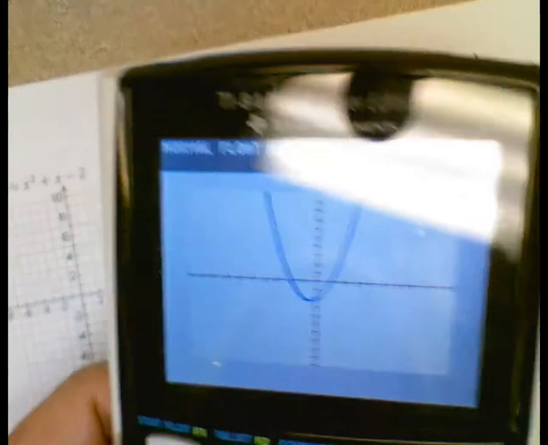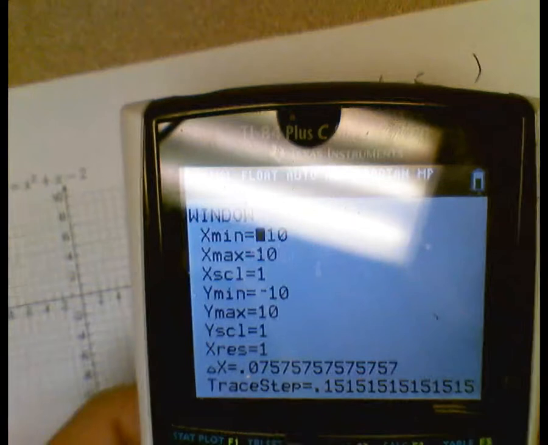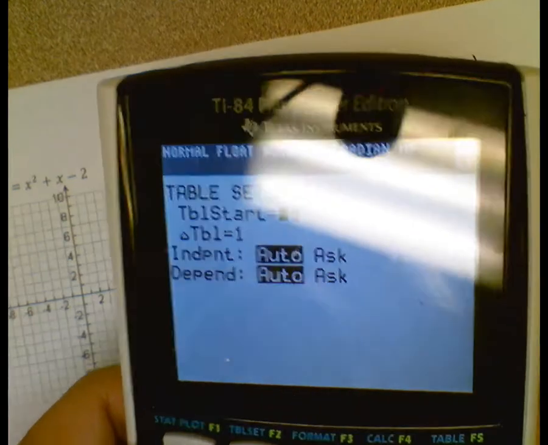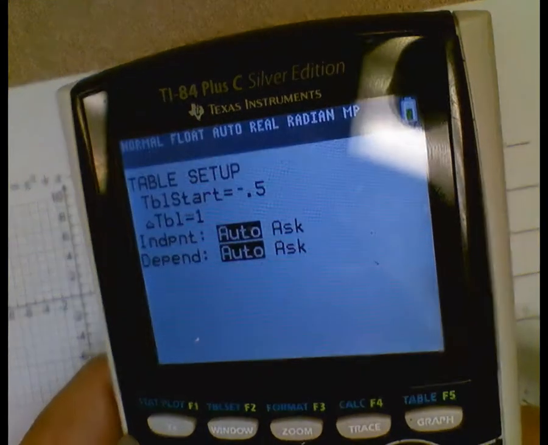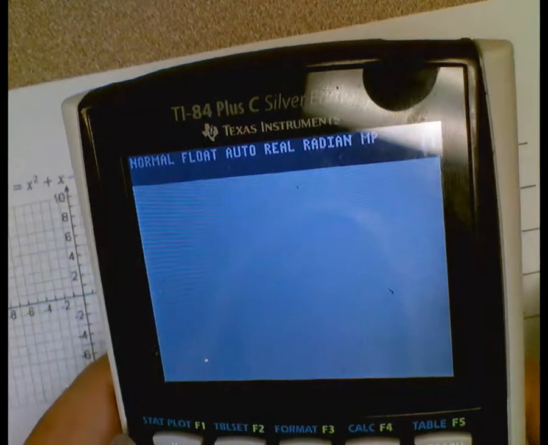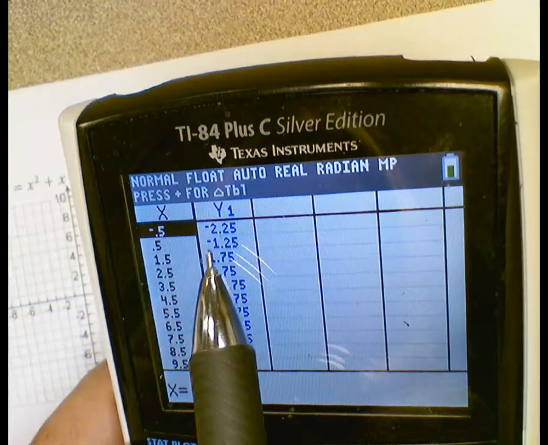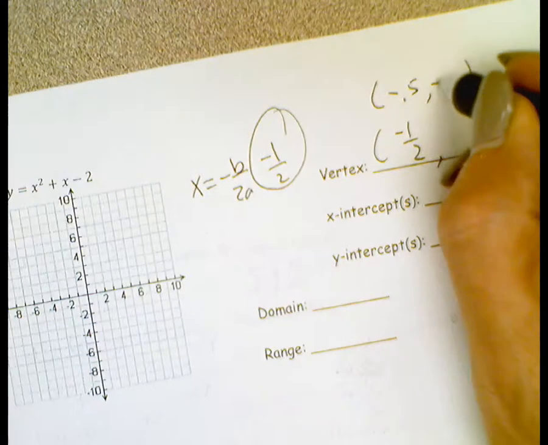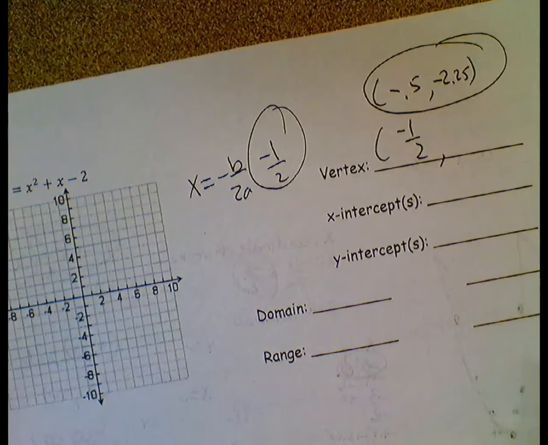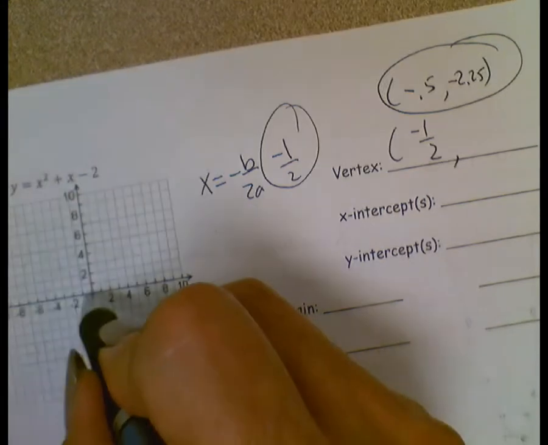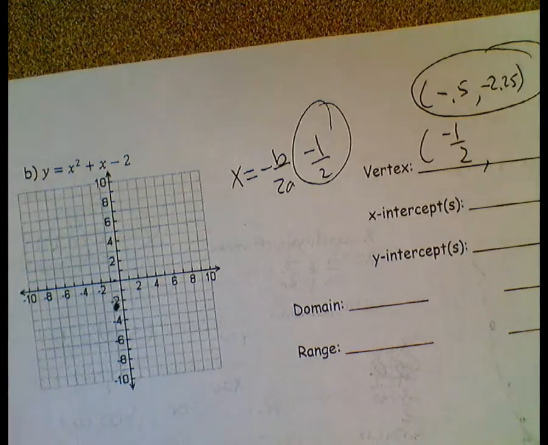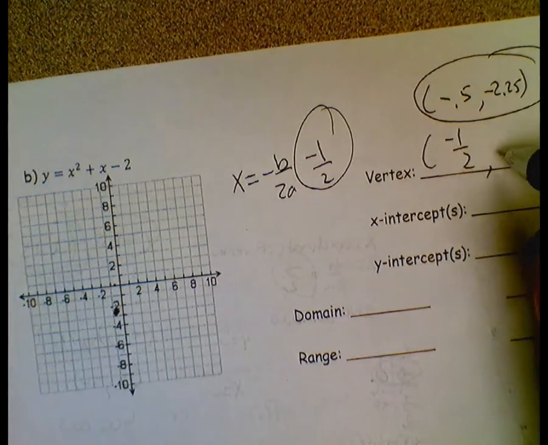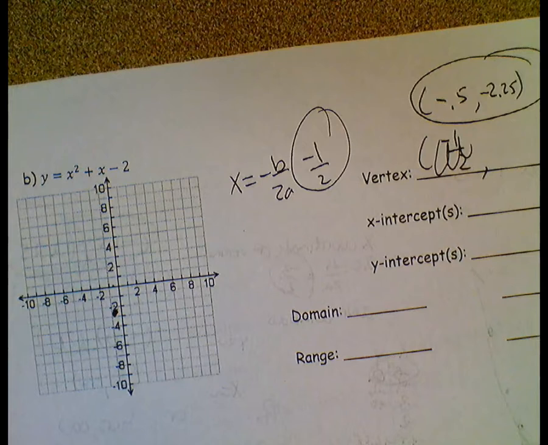And how do we find that y-coordinate? I feel like I should have showed you another way, but it's too late now. Go to second window. Start your t-table at -0.5. Go to your second window, and there it is, -0.5, -2.25. It's right there. It's really close to the y-axis. I'm so sorry all these turned out so lovely. This is not my worksheet.